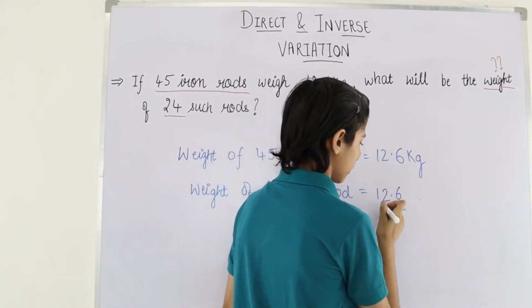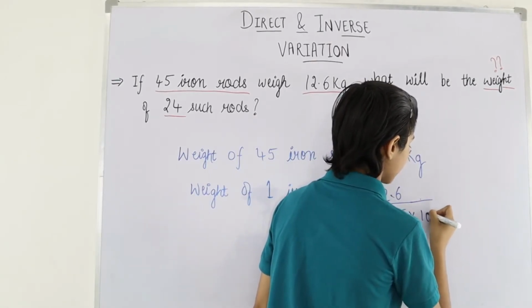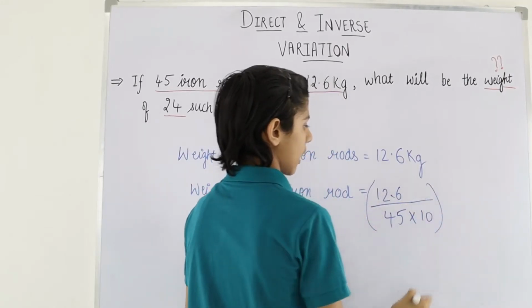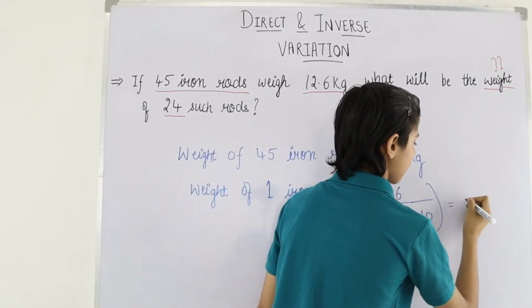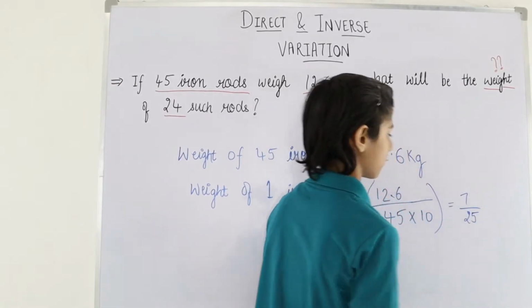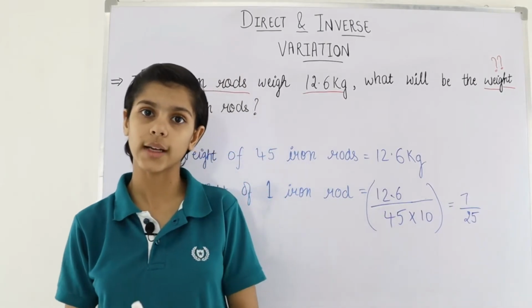So we will remove the decimal, and here in the denominator 10 will come. After this calculation, the answer will come 7 by 25. 7 by 25 is the weight of one iron rod.